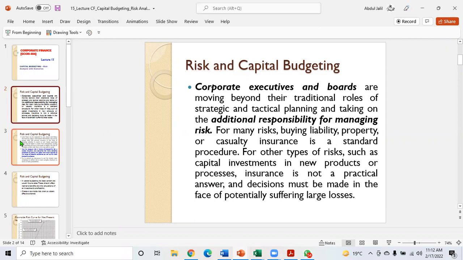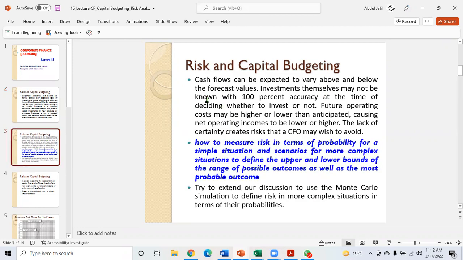Okay, we are going to just brief you that just like cash flows can be expected to vary, this is very simple. Future operating cost may be higher or lower than anticipated. So these kinds of changes may happen. How to measure risk: in terms of probability for a simple situation, and scenarios for a more complex situation, to define the upper and lower bounds of the range of possible outcomes as well as the most probable outcome. So this is the most important thing you have to understand. Actually, we are going to apply the probability and try to find out the possible variation.